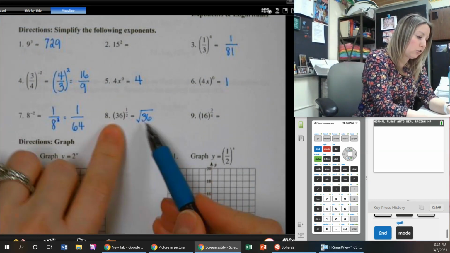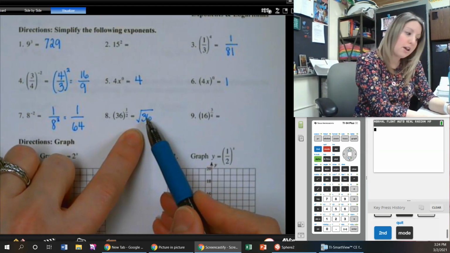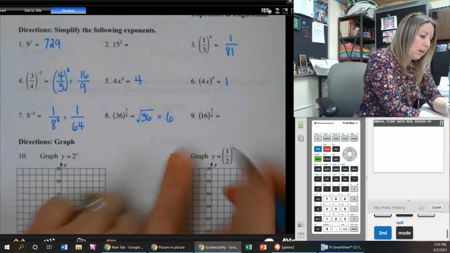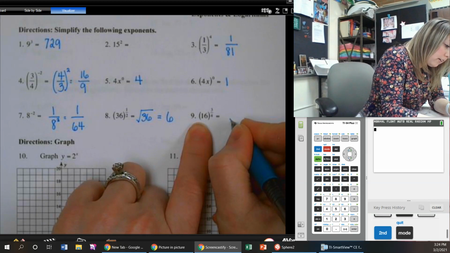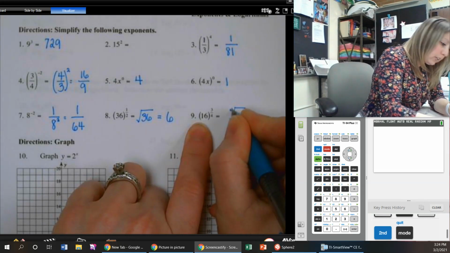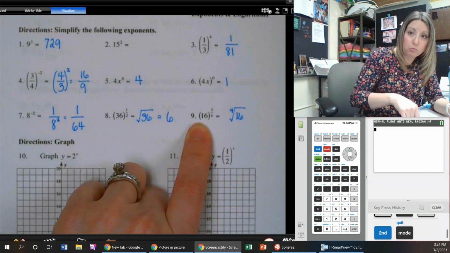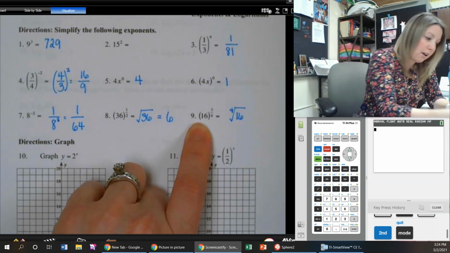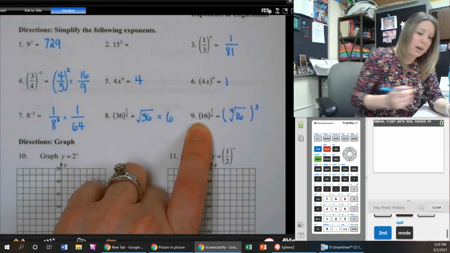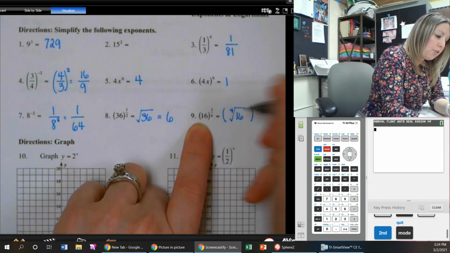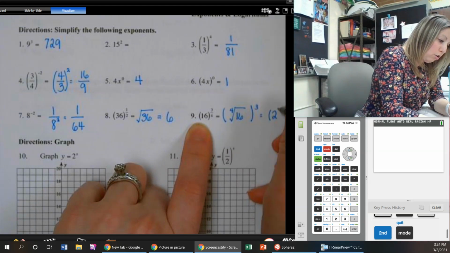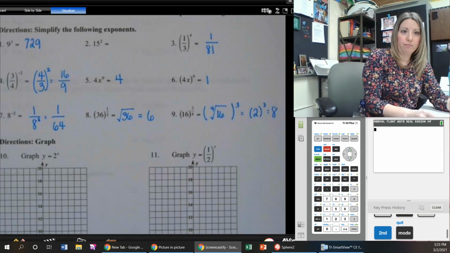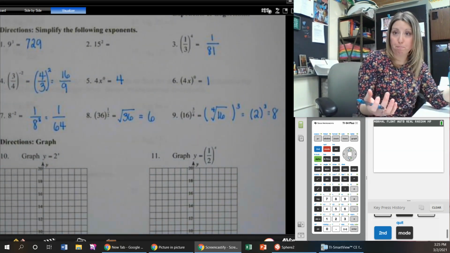And so in this case, it's 36 to the first power is 36. And I'm taking the square root of 36 to get 6. In this case, I'm taking the fourth root of 16. So what times what times what times what, 4 times, gave me 16 in the first place, and then cubing that. So the fourth root of 16 is 2. 2 cubed is 8. Okay, that's where I would get that from.